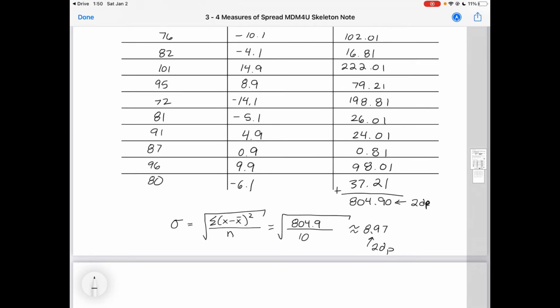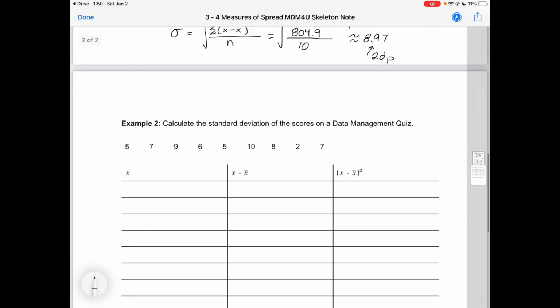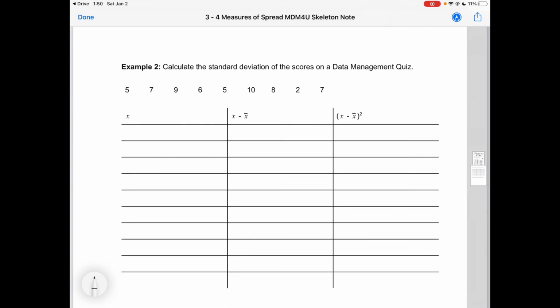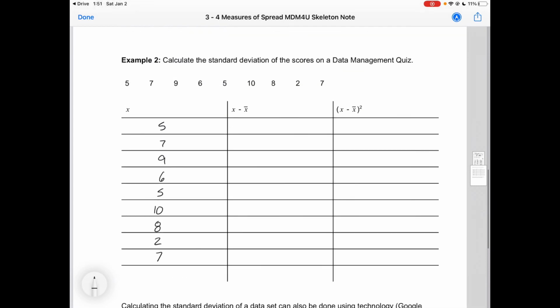Okay, so let's take a look at one more example here, just to get used to the practice. We're going to go through the same thing. First step is to write down your data points in your column here: 8, 2, and then 7. We've got the scores from a class on a data management quiz. The next thing you need to do is calculate the mean, which is the sum of all your data points divided by your number of data points. So 59 divided by 9 data points is going to give us approximately 6.6.